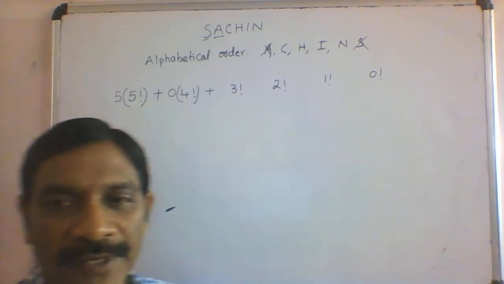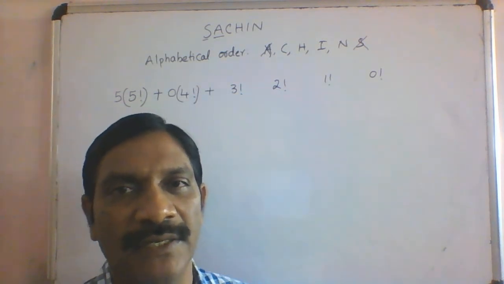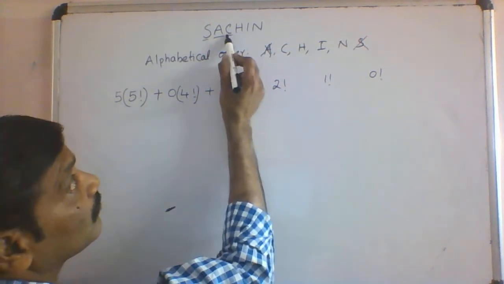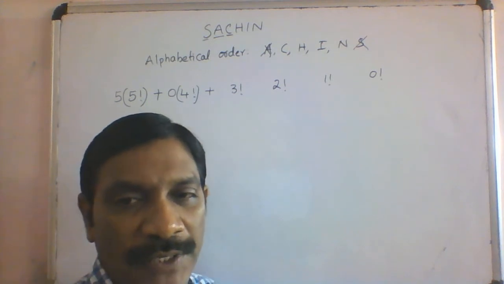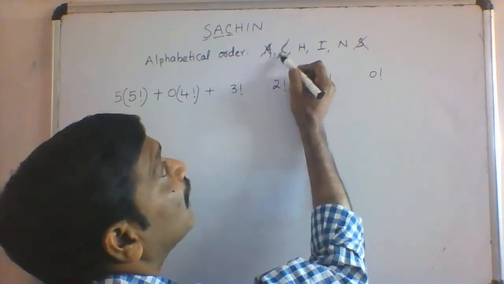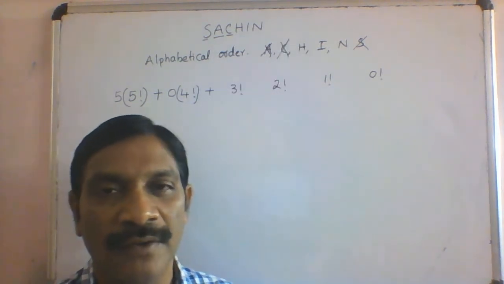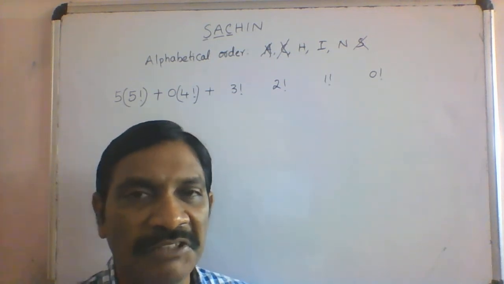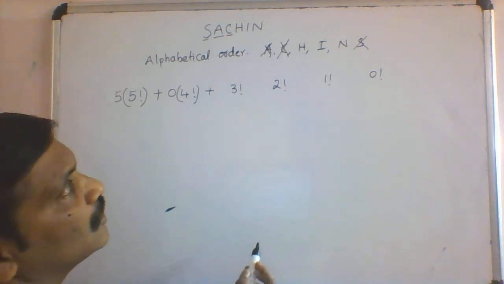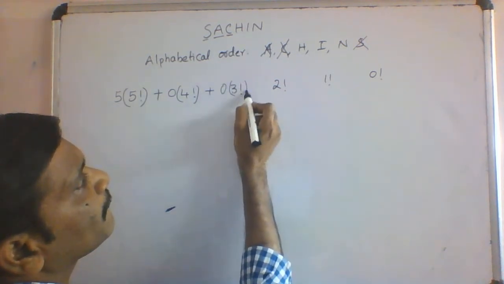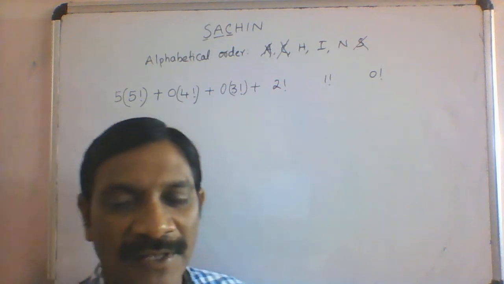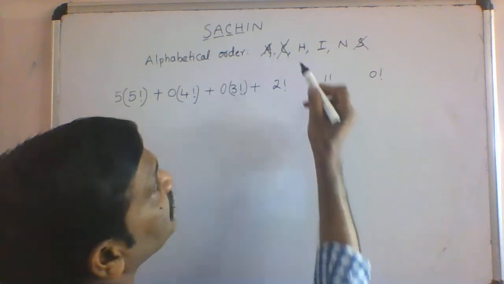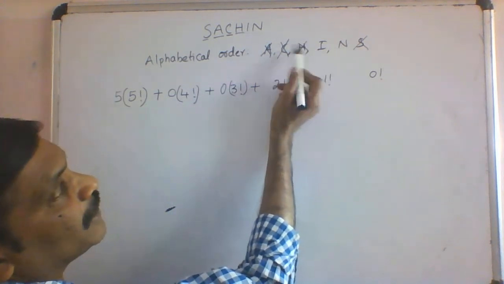Plus. What is the required third letter from the given word? C. You strike off C in the alphabetical order and see how many letters are there before C which are not struck. Nothing, no letter is there. So again 0. Plus. What is the next required letter? H. Strike H. No letters before H. So again 0.